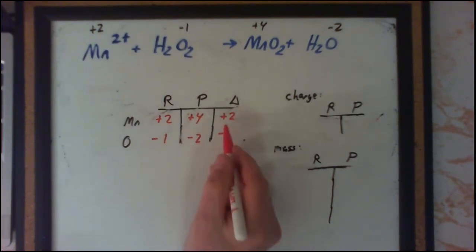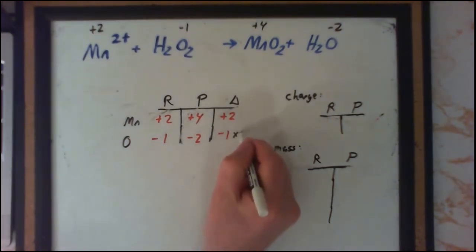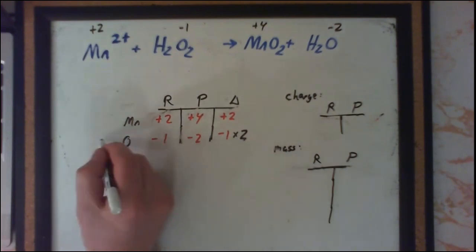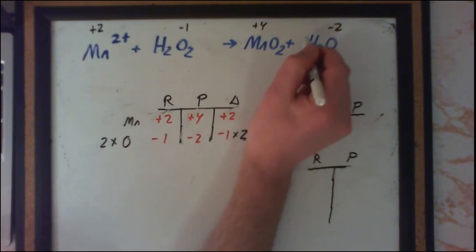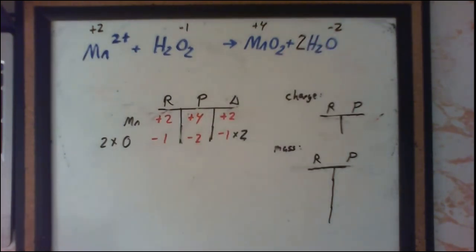So to make sure that these two are the same, I need to multiply the change in oxidation number of the oxygen by 2. So therefore, I need to also multiply the coefficient of the relevant oxygen-containing compound by 2. So when I do that, that'll give me 2 water molecules on the product side.